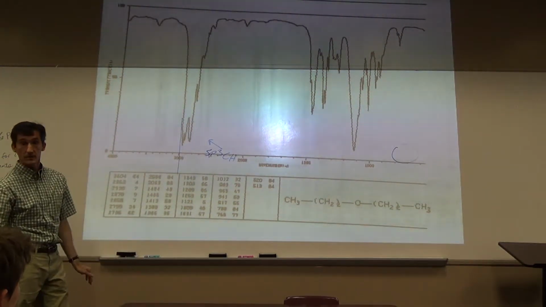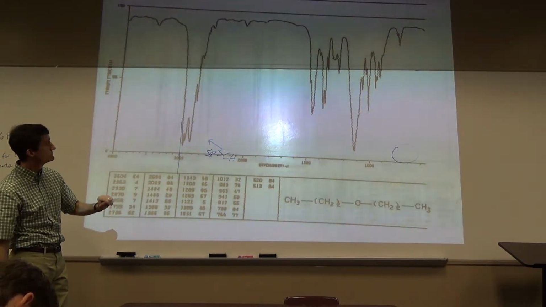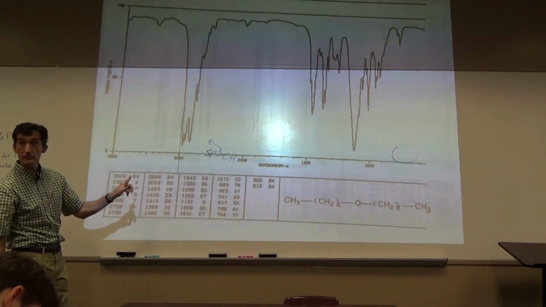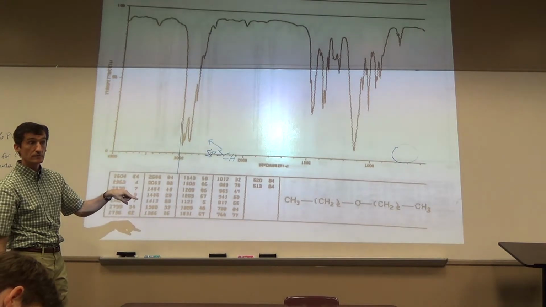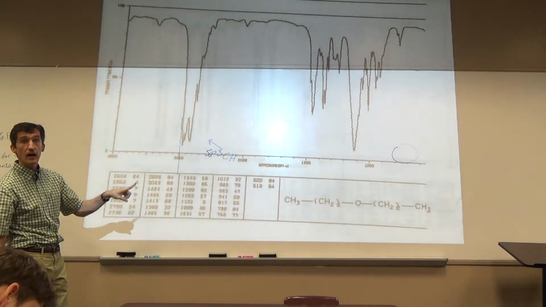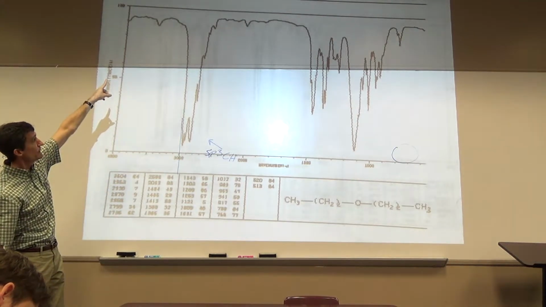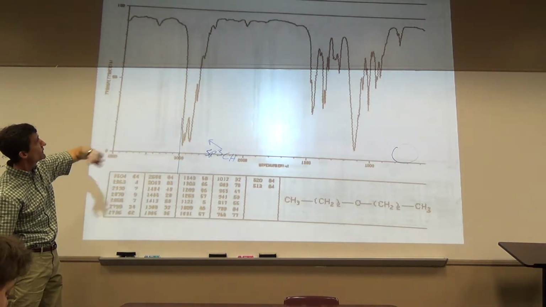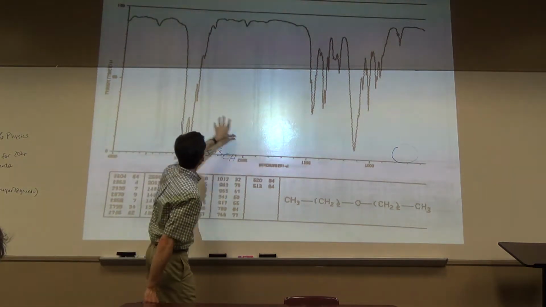sp3 CH, plenty of that. What else is in the compound? CC single bond, fingerprint. CO single bond, fingerprint. Obviously there's no OH, so you don't see a big peak. I do see a little blip right there. Not sure what that might be. An overtone would have to come from a peak in this region.